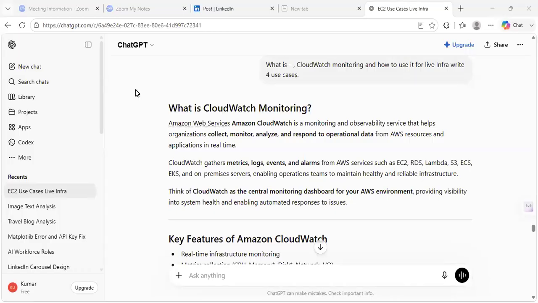So let us see the CloudWatch monitoring topic. Now, AWS CloudWatch is a monitoring and observability service that helps organizations collect, monitor, analyze, and respond to operational data from AWS resources and applications in real time.